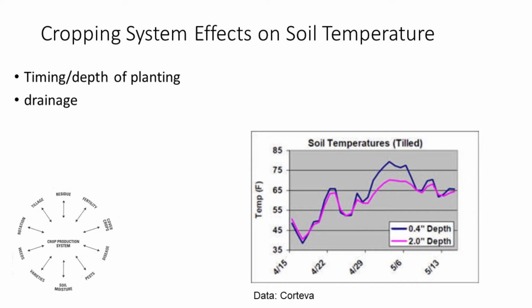I'm almost stating the obvious here when I say that soil that's exposed to the sun, that's exposed to the wind, is going to warm up quicker than soil that's shaded and kept moist, where evaporation rates are low. And so things like residue management and tillage are going to strongly influence soil temperature.